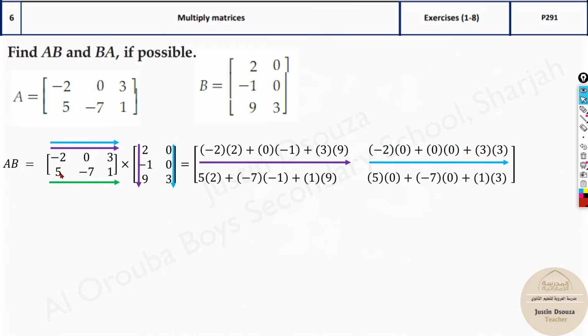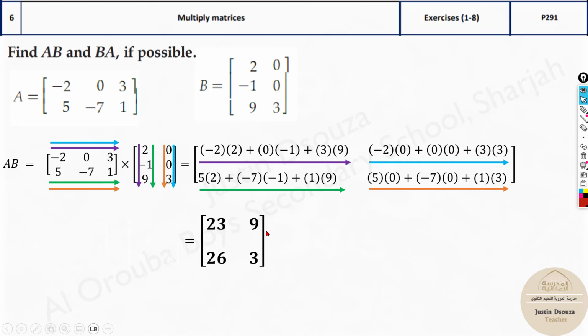And then the second row with the first column over here, and this one with the second row, second column over here. You can see the tail with the tail, in the sense 5 times 0, -7 times 0, and lastly 1 times 3. Now you just can solve this up. You can put in the calculator and solve it. You get this answer. This is the multiplication.